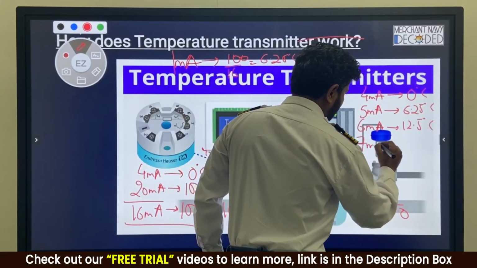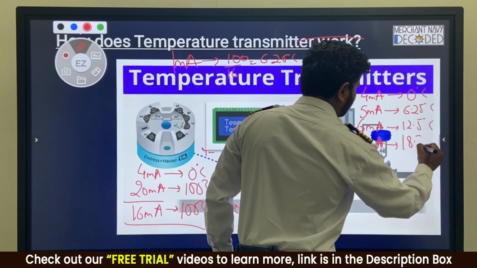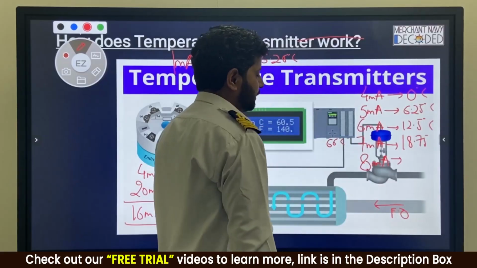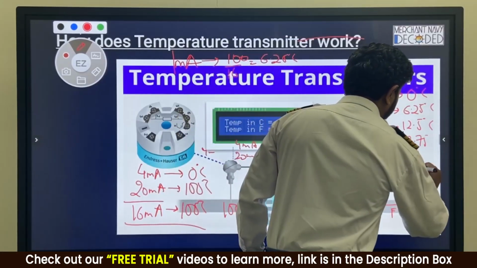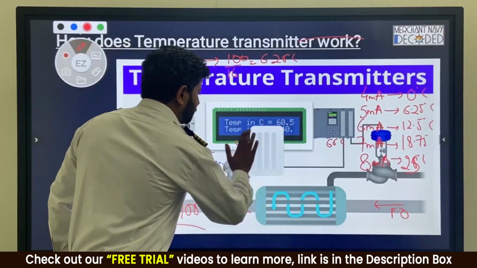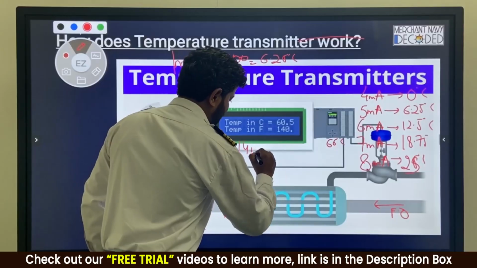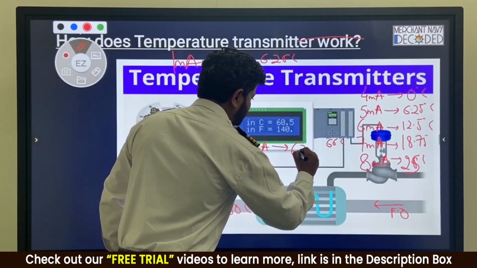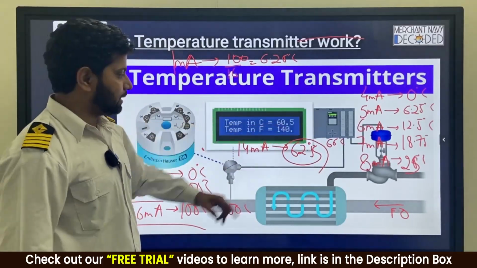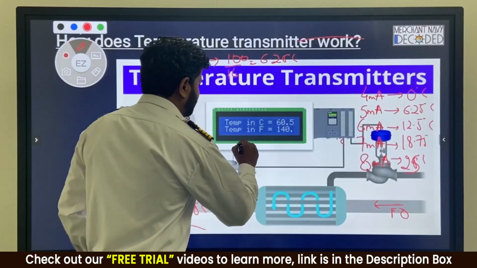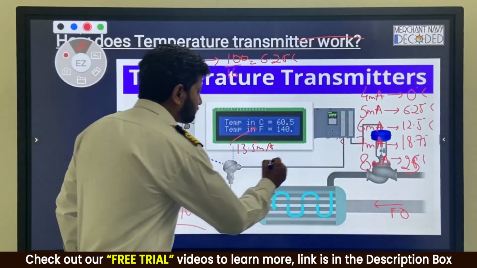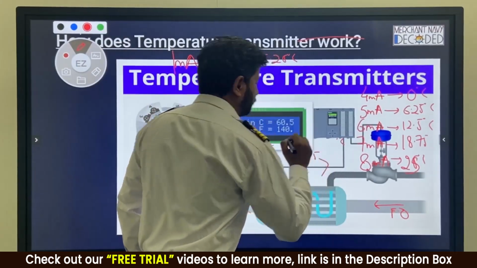Then 7 milliamps will mean 18.75 degrees centigrade. 8 milliamps will mean 18.75 plus 6.25, that is 25 degrees centigrade. Similarly, you keep increasing. When it shows around 14 milliamps, the temperature it will show is 62.5 degrees centigrade. So right now, if it is showing a temperature of 60.5 degrees centigrade, then approximately 13.5 milliamps is the current coming over here, and the same 13.5 milliamps current is going over here as well.